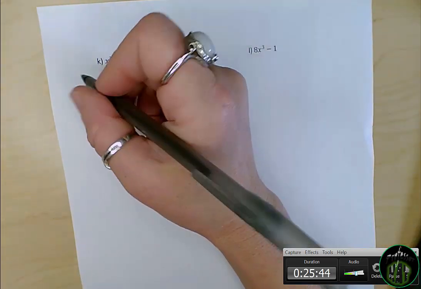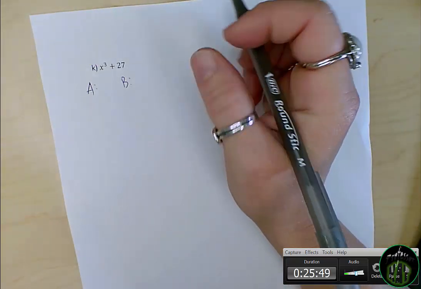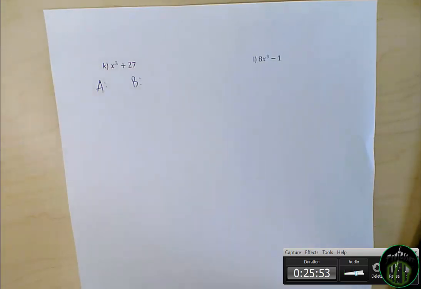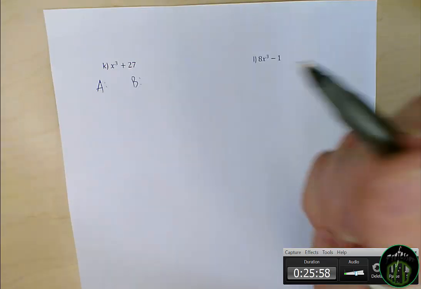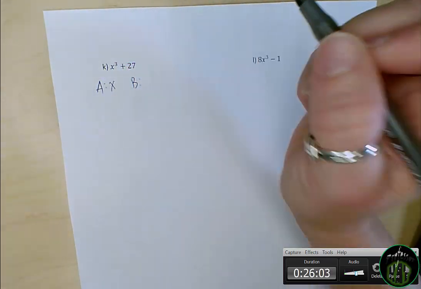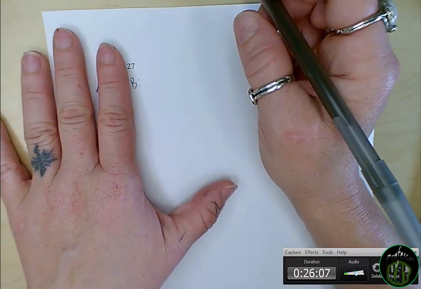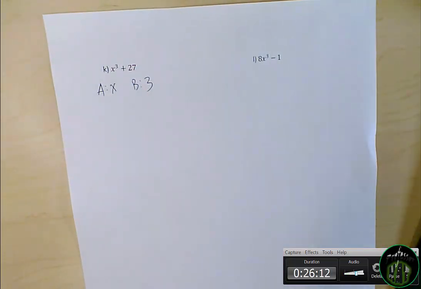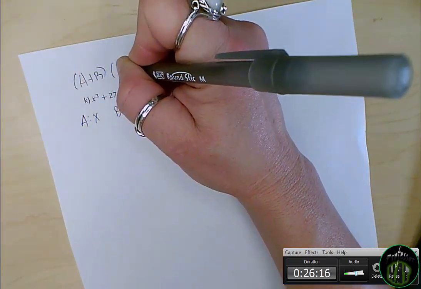Otherwise, we also have to assign an A and a B for these. We have to follow the formula. Because we're dealing with cubes, again, cubes is 3 multiplications. What times what times what, right? 3 multiplications to get that. So A is what times what times what is x cubed? Well, x times x times x is x cubed. Then we look at the 27. What times what times what is 27? Well, 3 times 3 times 3.